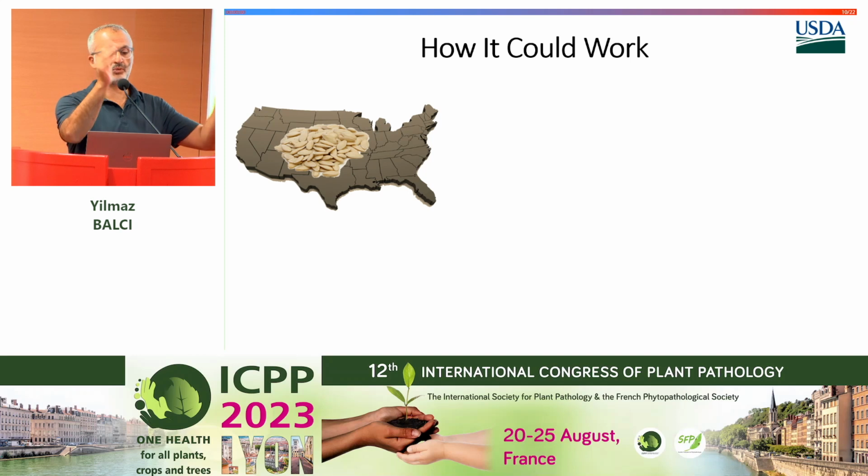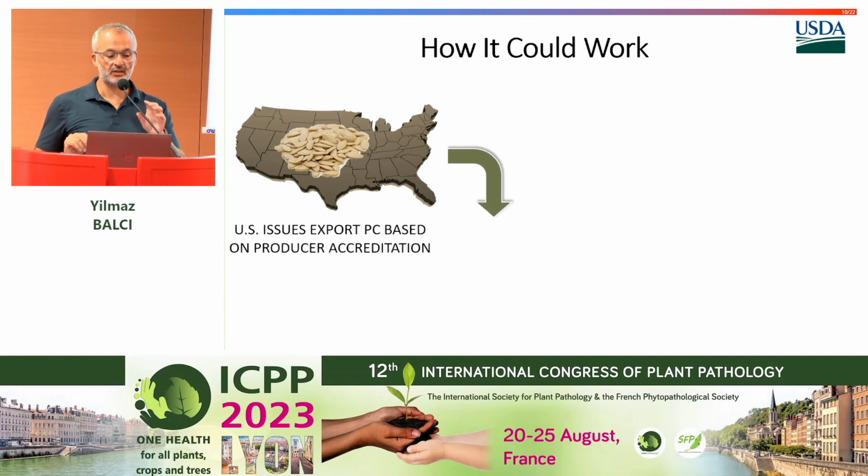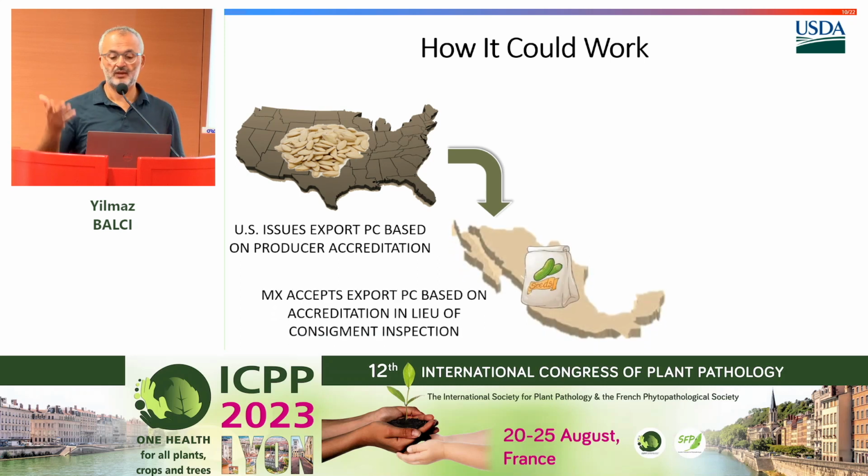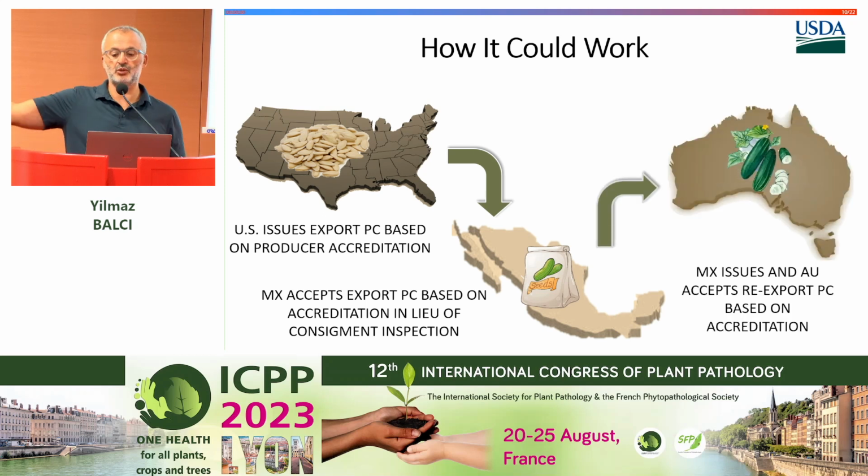Let's say in the US, we are producing cucumber seed, and then we export this using a phytosanitary certificate based on accreditation of the facility to Mexico, as an example. And Mexico accepts the phytosanitary certificate based on the accreditation that they also agree to. And they will take it in lieu of inspection. So they will not necessarily inspect everything one by one, although they can do that. And then Mexico ships it to Australia, but Australia will accept the re-export phytosanitary certificate based on the accreditation data, and that they have accepted the facilities.